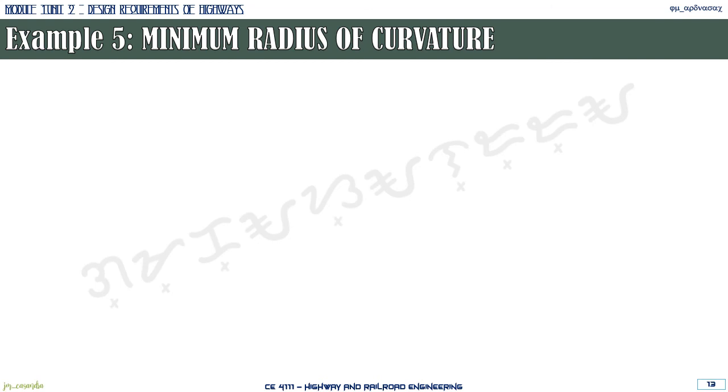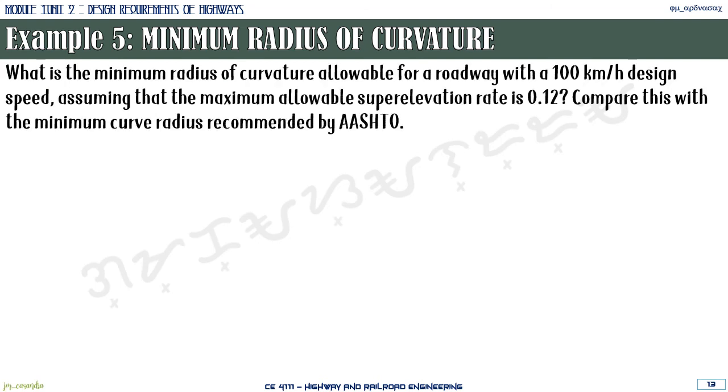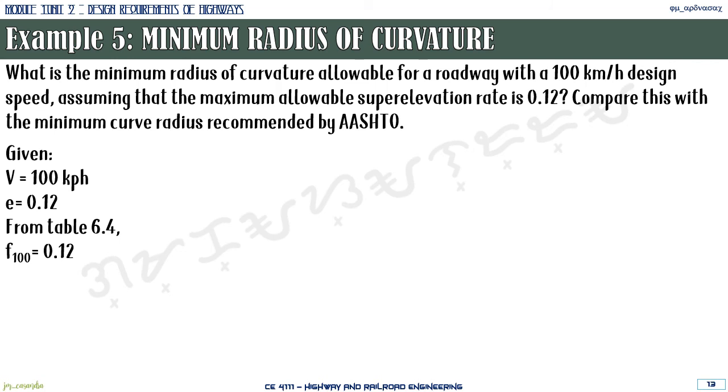So last example for minimum radius of curvature. What is the minimum radius of curvature allowable for a roadway with 100 kph design speed, assuming that the maximum allowable superelevation rate is 0.12? Compare this with the minimum curve radius as recommended by AASHTO. For our given, we have the design speed at 100 kph and superelevation at 0.12. From table 6.4, the frictional force for a design speed of 100 is 0.12.